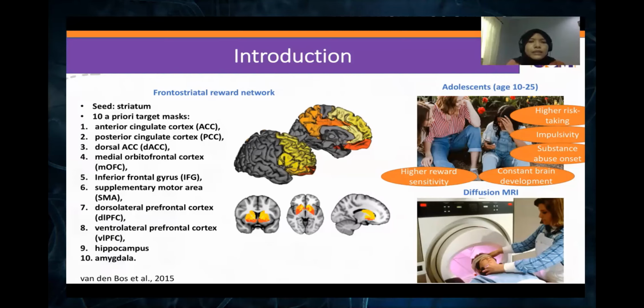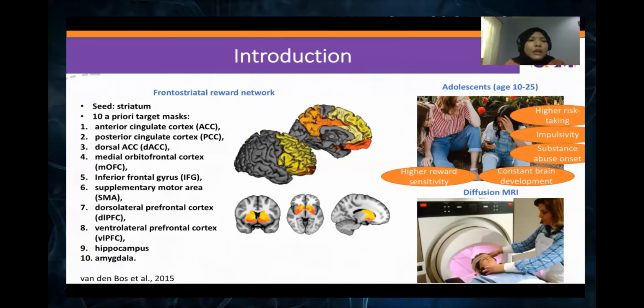Basically they did a diffusion MRI study and chose the targets based on previous studies which were consistent with the frontostriatal circuits, including primate and other human diffusion MRI studies. So they chose the striatum as seed and 10 a priori target masks, which are anterior cingulate cortex, posterior cingulate cortex, dorsal ACC, medial orbitofrontal cortex, MOFC, inferior frontal gyrus, supplementary motor area, dorsolateral prefrontal cortex, DLPFC, ventrolateral prefrontal cortex, VLPFC, and hippocampus and amygdala.